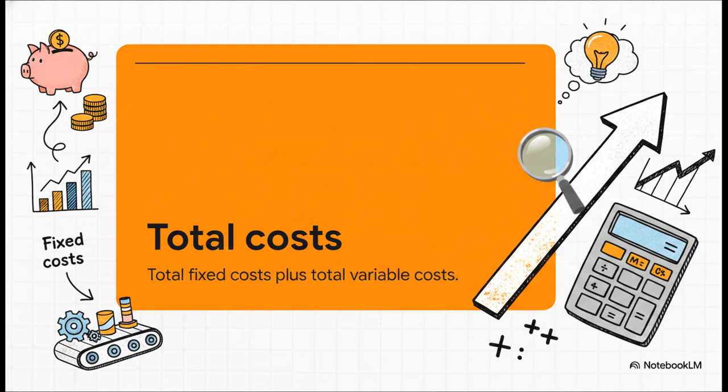And rounding out our key definitions, we've got total costs. So what is meant by the term total costs? Again, it's just a really simple addition formula. Total fixed costs plus total variable costs. Honestly, getting this definition completely locked in your head right now is vital. Why? Because, as we're going to see in just a few minutes, this simple little addition is the absolute foundation for the calculation questions you are inevitably going to have to tackle.